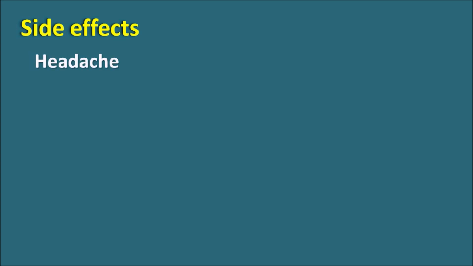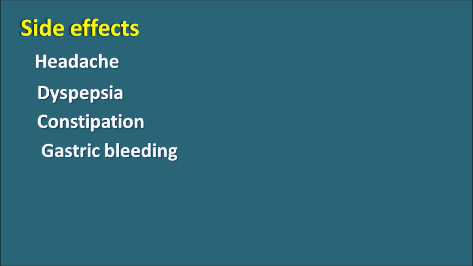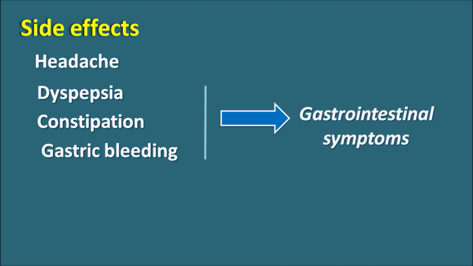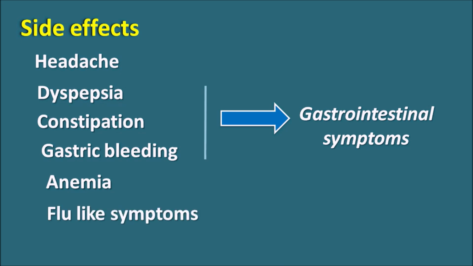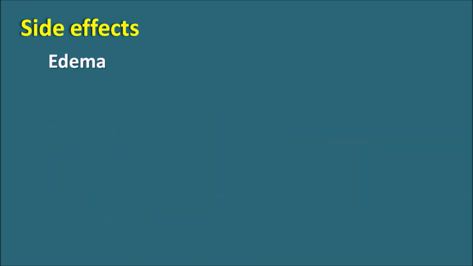So headache is one of the important side effects that is observed with naproxen, and dyspepsia, constipation, gastric bleeding are a few of the gastrointestinal side effects observed with naproxen. Similarly, it can produce anemia, loss of hemoglobin, and it can also produce flu-like syndromes by increased production of the leukotrienes and other mediators. And naproxen can also produce edema and dyspnea, or difficulty in breathing.